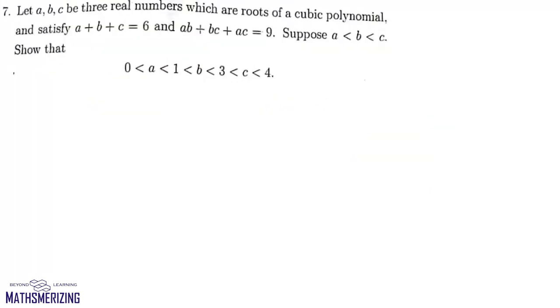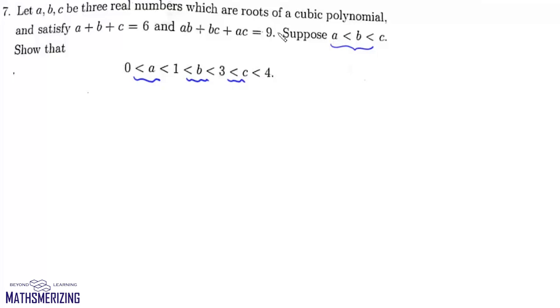Now question number 7 is: let A, B, C be 3 real numbers which are roots of a cubic polynomial and which satisfy A plus B plus C equals 6, AB plus BC plus AC equals 9, and suppose A is less than B, which is less than C. Then we need to show that A lies between 0 and 1, B lies between 1 and 3, and C lies between 3 and 4.